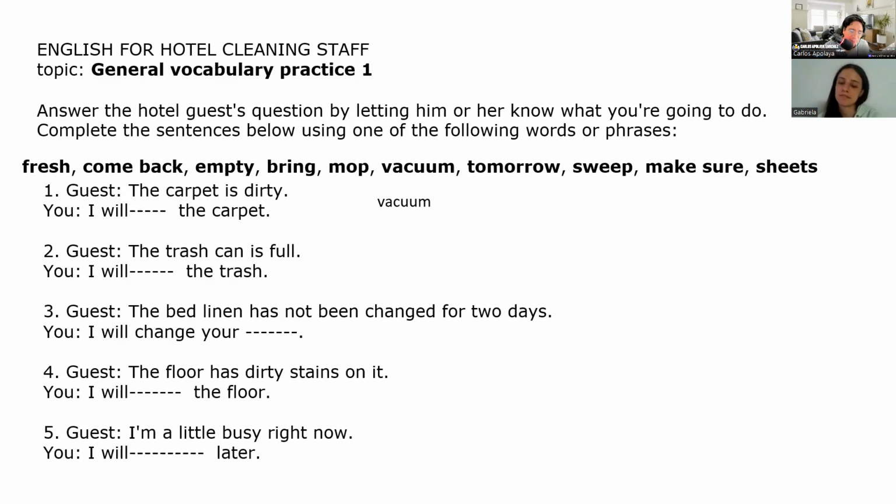Vacuum. The trash can is full. I will empty the trash. Recuerda que, for example, my mom says, Carlos, please empty the trash. Empty the trash means que me recoja toda la basura que hay y que ya lo saque. También tenemos el take out the trash. Take out the trash. Okay. Continue.